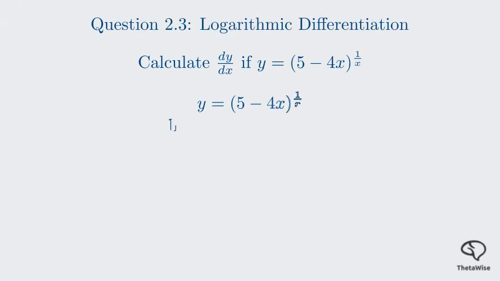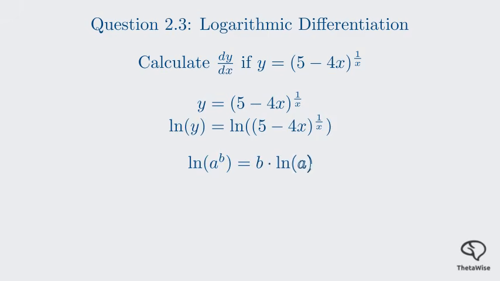Let's apply the natural logarithm to our function y. Now, we use the logarithm power rule, which says that the log of a power is the exponent times the log of the base. Applying this, the exponent 1 over x comes down as a multiplier. So we have natural log of y equals 1 over x times the natural log of (5 minus 4x). Now that we've simplified the expression using logarithms, we can differentiate both sides with respect to x.